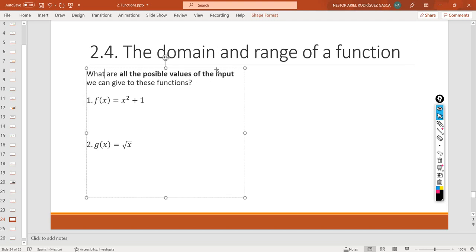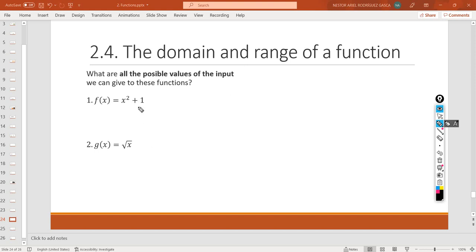So what is a domain and range? Let me first ask you a question. If I give you these two functions, and if I ask you, what are all the possible values of the input we can give to these functions? These are functions, as you know, they are machines. They take inputs and then they output something in return. But you cannot, in general, guys, you cannot give any value you want to the input. Not always, not all the time.